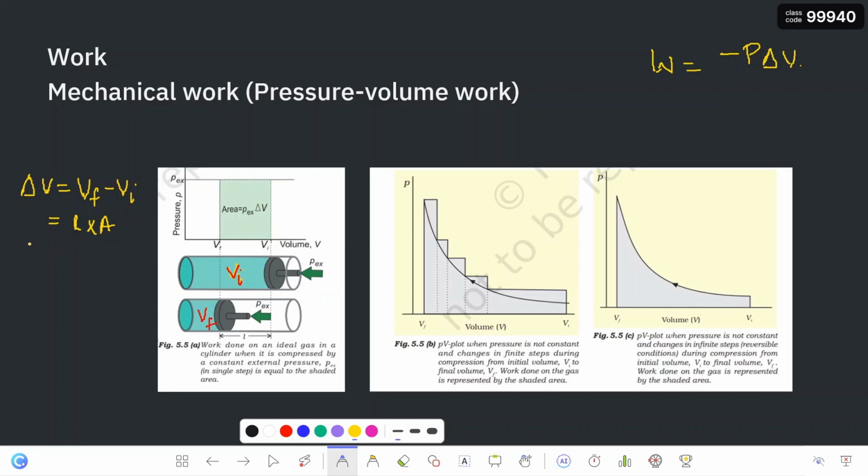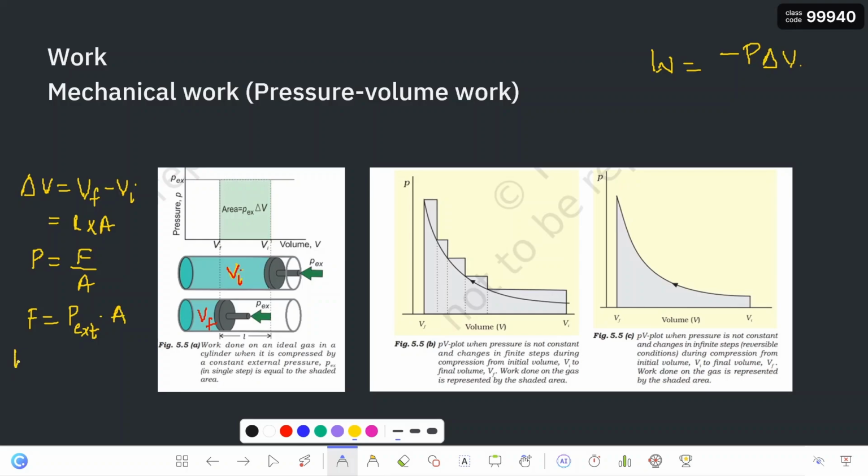Then another thing we need to know is pressure. Pressure has the equation of force per unit area. Pressure is force per unit area. So you can write force as pressure into area. In this case we are applying an external pressure, P external, into area.